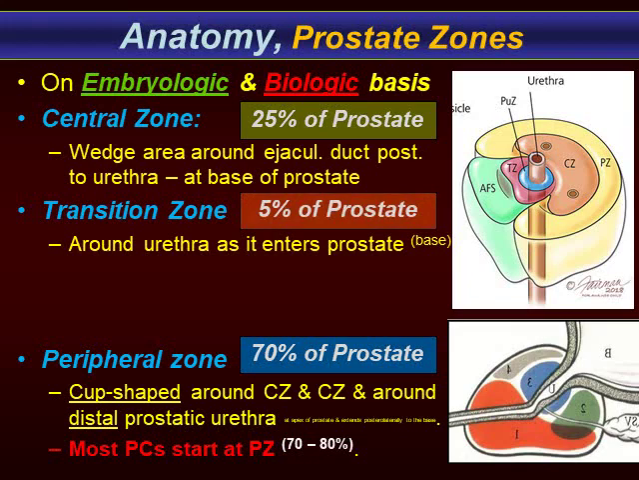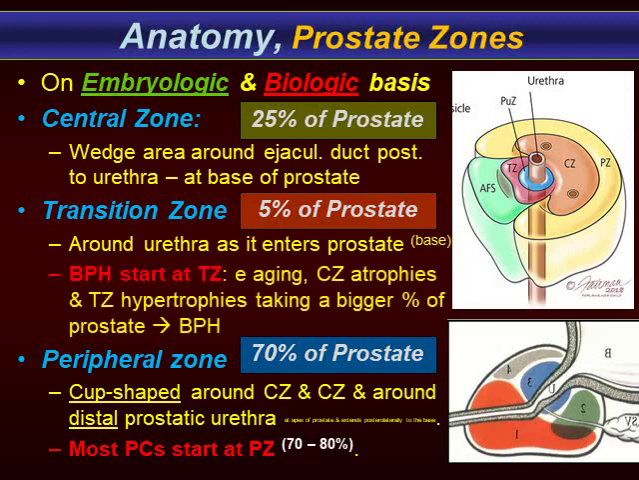This is the anatomy in a normal adult. However, with age, this part, with only 5%, starts to grow and hypertrophy, and this is what forms BPH. So BPH starts at the transition zone, which grows at the expense of the central zone, and cancer arises in the peripheral zone. This zonal anatomy is very important, as each zone has a different biology.